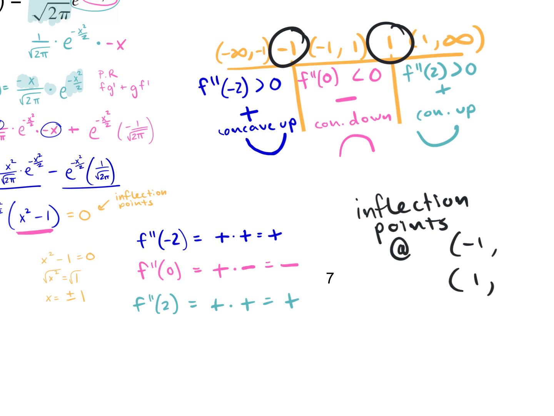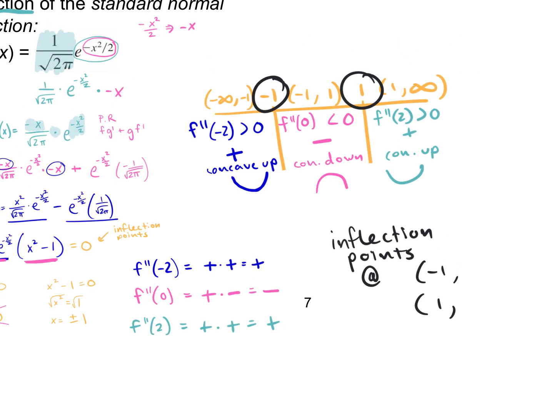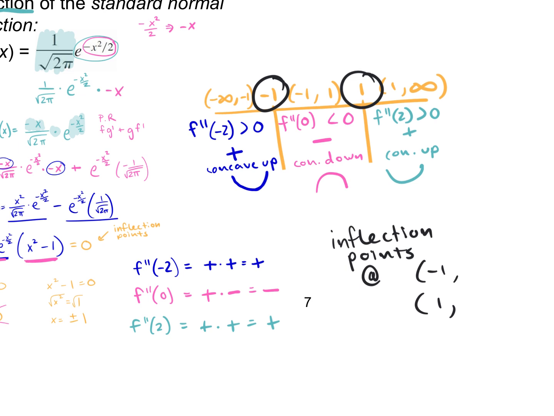How do we find the y values? Plug it into the original equation, perfect. So we'd find f of negative 1 and f of positive 1 here.